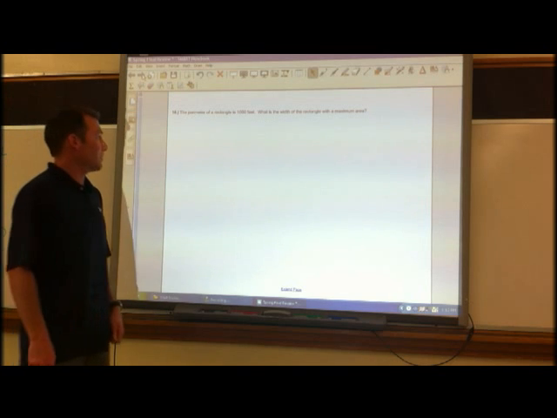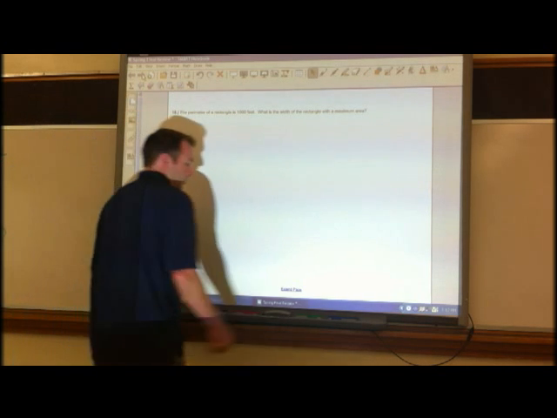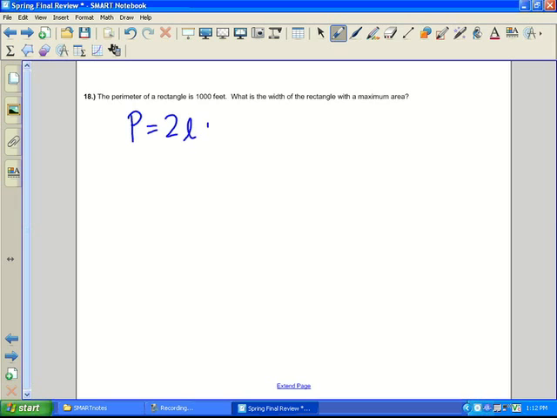Next up, the problem says the perimeter of a rectangle is 1,000 feet, and you're supposed to figure out the width. Well, perimeter is 2 times the length plus 2 times the width. You remember hopefully from geometry. And you also have area is length times width.